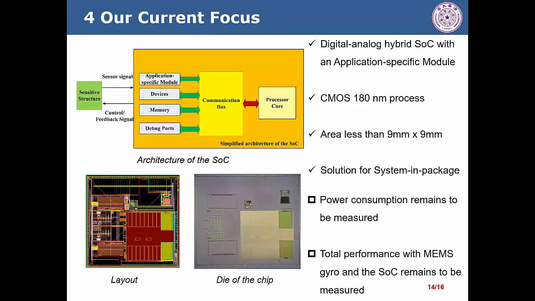About our current focus, the three pictures show the architecture, the layout, and the die of the system on chip. It is a digital-analog hybrid with an application-specific module. The module is what I have described before, and it was fabricated in a CMOS process, and the area is less than 81 square millimeters. It provides a solution for a system in package in our lab, and other parameters like power consumption and total performance, like precision, remain to be measured.